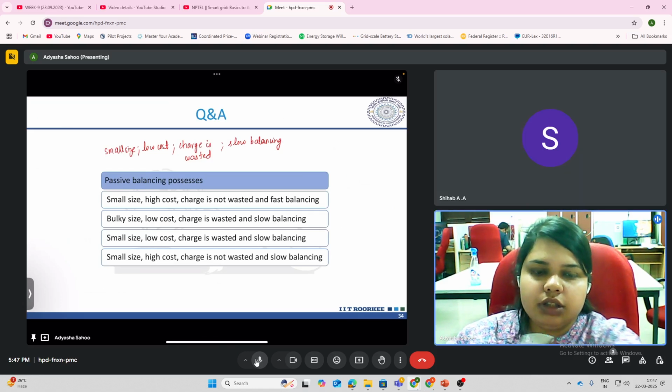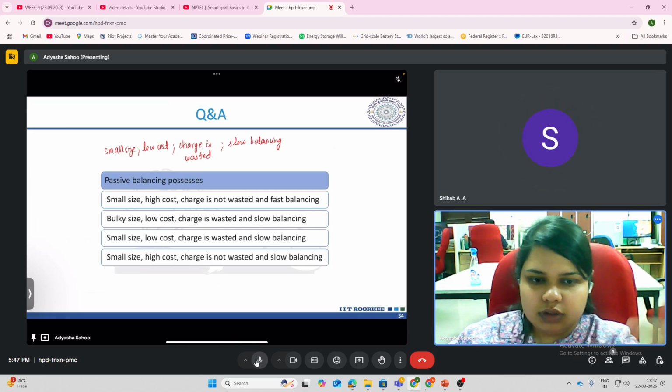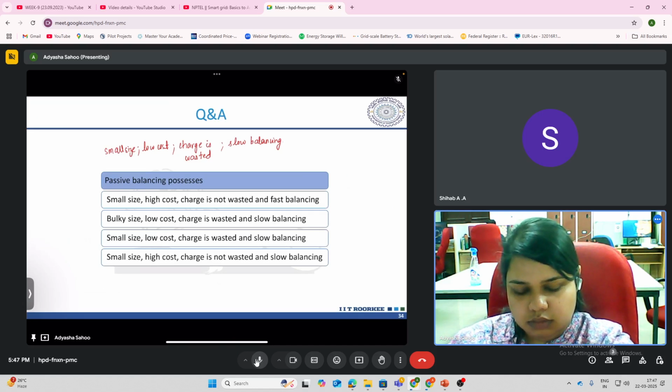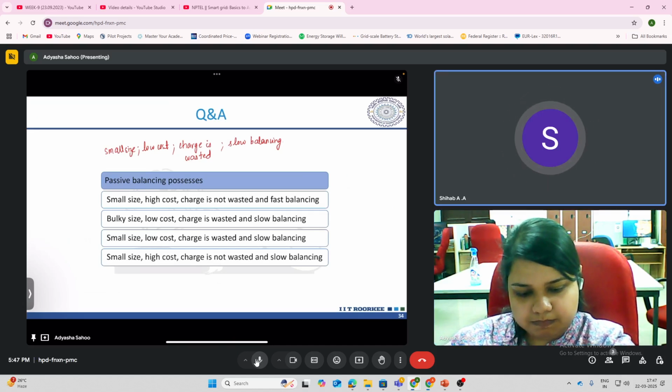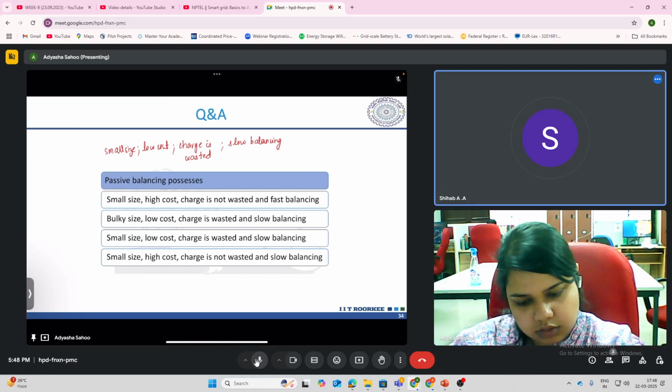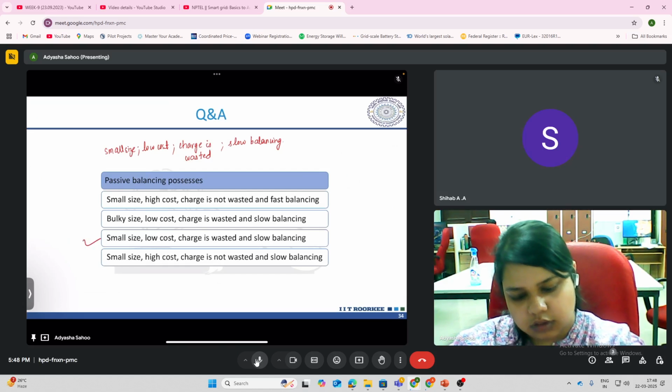Slow means how much time is required, because dissipating in the form of heat will take time, no? Small size, low cost.